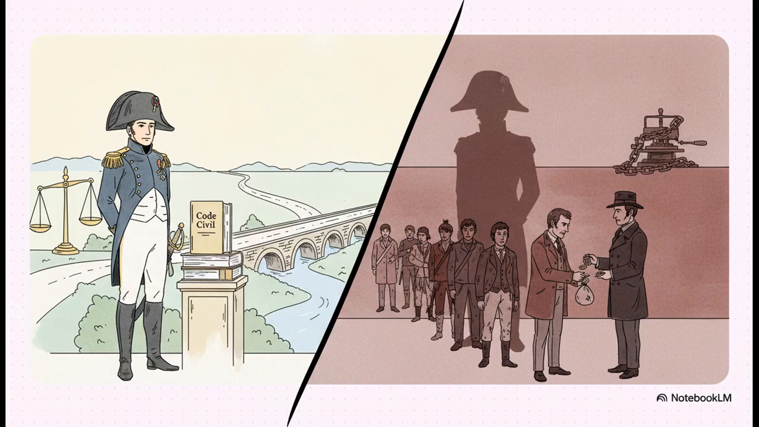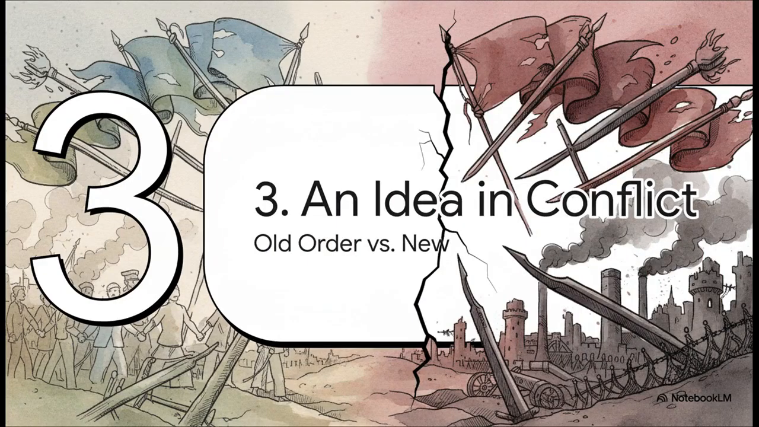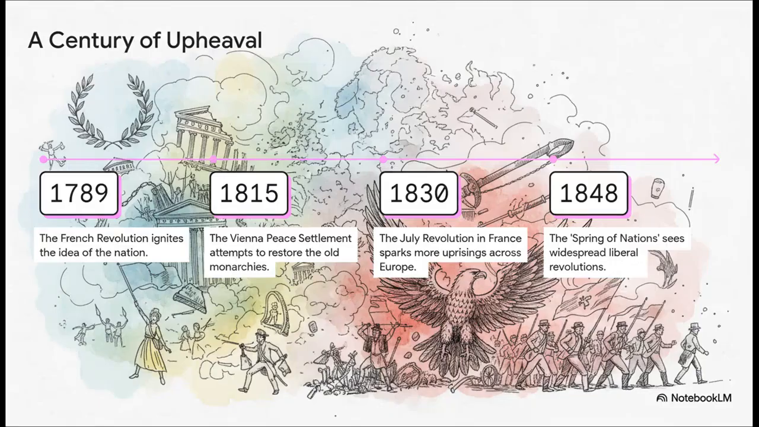So you have this new, explosive idea of the nation, and it's on a direct collision course with the old order of Europe. And believe me, that collision would set the stage for an entire century of conflict. Okay, so after Napoleon was finally defeated in 1815, this huge struggle kicked off. You can think of it as a century-long tug-of-war between the new forces of revolution and the old guard, who were desperately trying to turn back the clock.